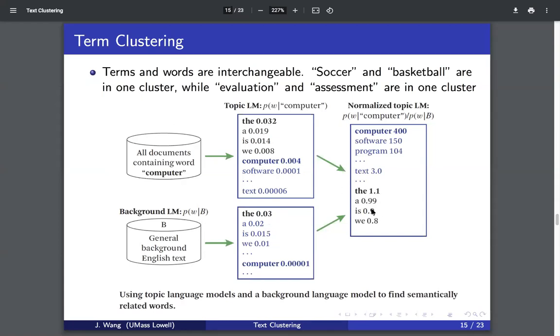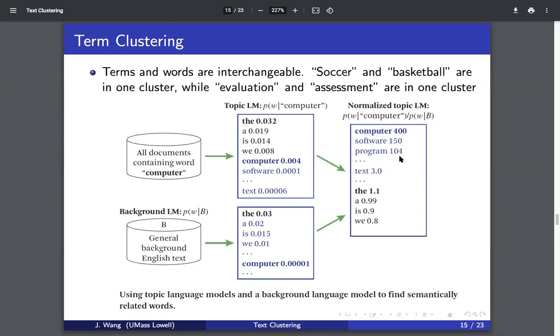So it's not big. Okay, so which means that it really makes sense when you do this. So these are common words. After normalization, because these are big, these are also big. So that means they just remain about the same. But computer actually becomes much bigger. So then, of course, from here, you can do cluster.